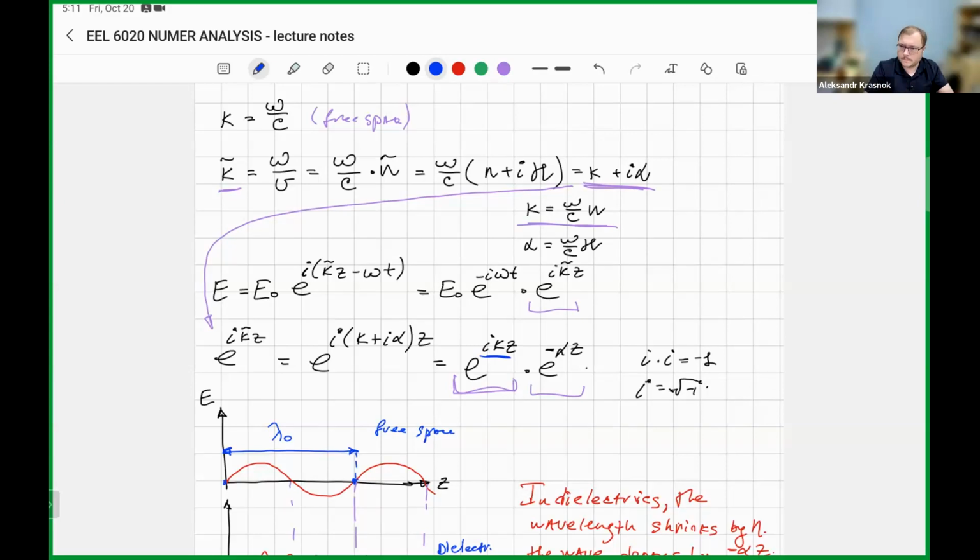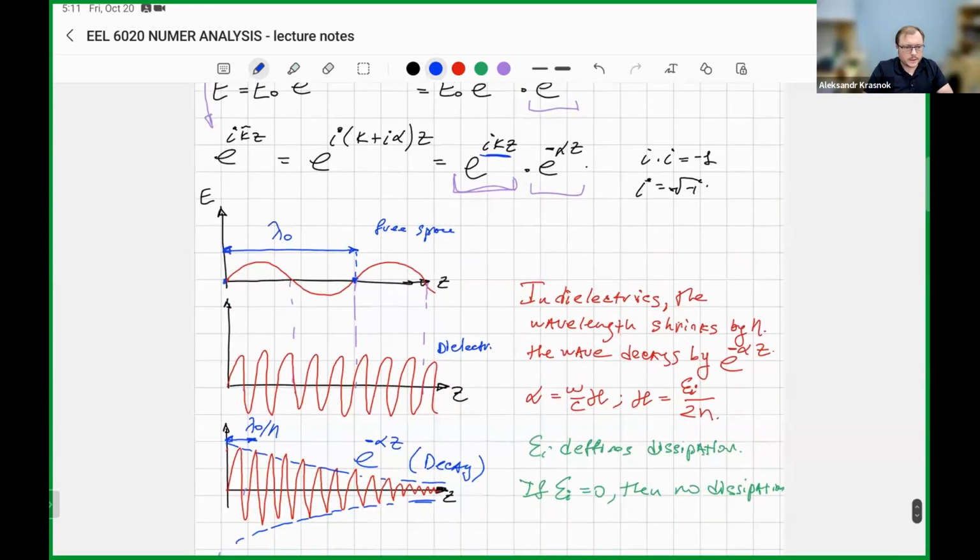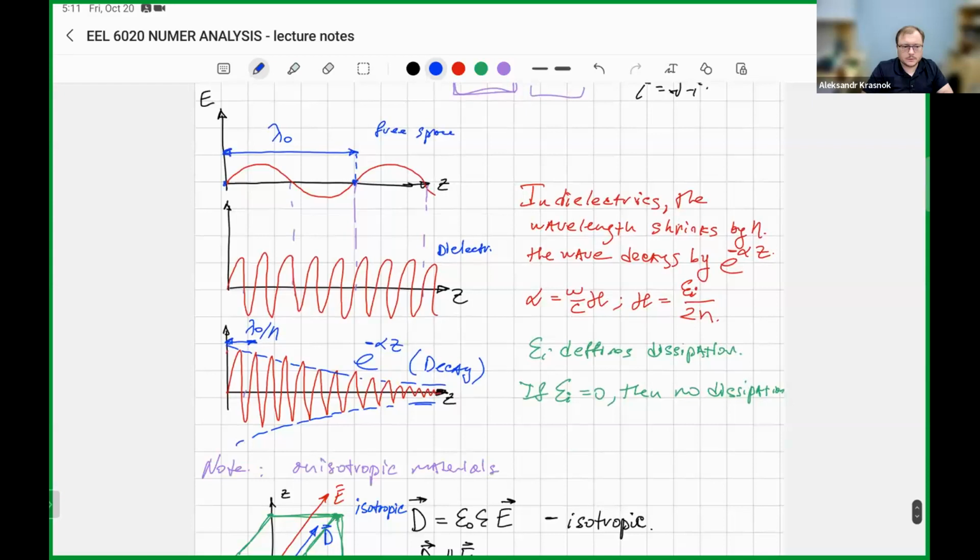In vacuum, it is c, the speed of light. In a dielectric, the speed of the wave is reduced by a factor of the real part of the refractive index. And the imaginary part of the refractive index describes the decay of the amplitude of a wave in a particular dielectric. Since the dielectric can be lossy, in reality we always have some amount of loss, so we have this decay of amplitude of the wave as it propagates through the dielectric.